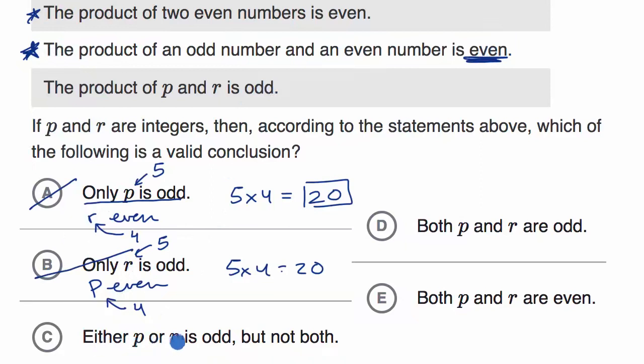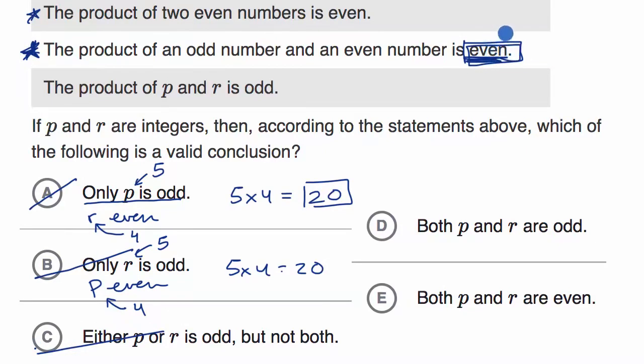Either p or r is odd, but not both. Well, that's these other two cases. If p is odd, but they're not both odd, then we're in choice A scenario. And if r is odd, but p isn't, well, we're in choice B scenario. And so I would rule that one out as well. This is going to be an even times an odd, which is the second scenario where the product is even. They tell us that, and you could try out some values to verify that.